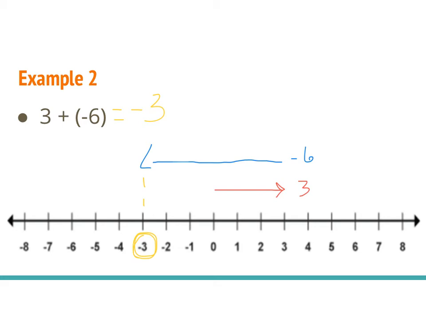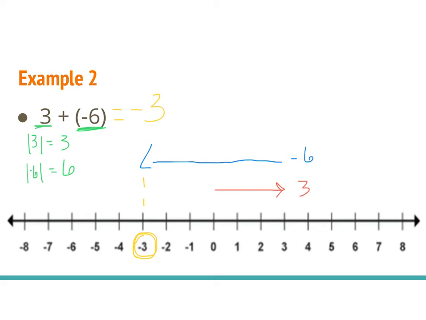Now, I want to point something out. Remember how I told you that whenever we are adding a positive and a negative number, our answer keeps the sign of our number with the largest absolute value. If I look at both numbers here, 3 and negative 6, you do not have to write all this down. I just want to show this to you. My absolute value of 3 equals 3. My absolute value of negative 6 equals 6. Because remember, it's just the distance from 0.